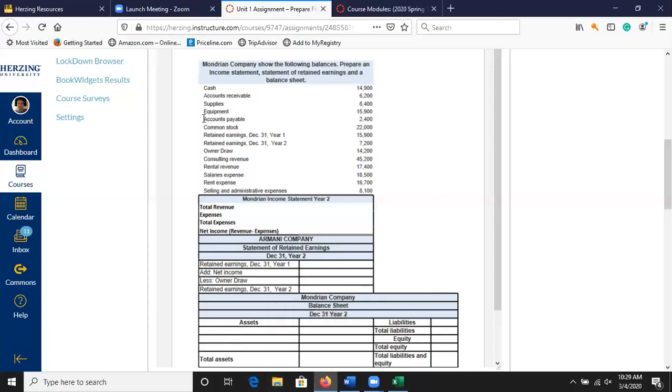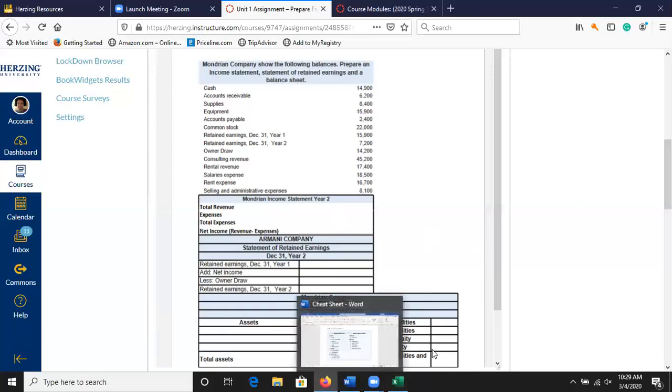Then look at what else you have. Accounts payable is a liability. So make a row, put accounts payable, recognize it as a liability. There's no other liabilities. Under total equity, this is important. Common stock would go here. Common stock is an equity account. It's not on the cheat sheet, but it's an equity account.